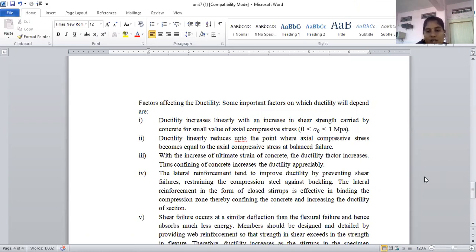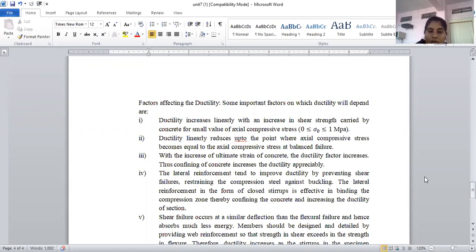Okay, when the concrete shear strength increases, at that time the ductility also increases linearly. That is the first parameter. Second one is that the ductility linearly reduces up to the point where the axial compressive stress becomes equal to the axial compressive stress at the balanced failure. So these are the two points related to ductility with respect to shear strength.